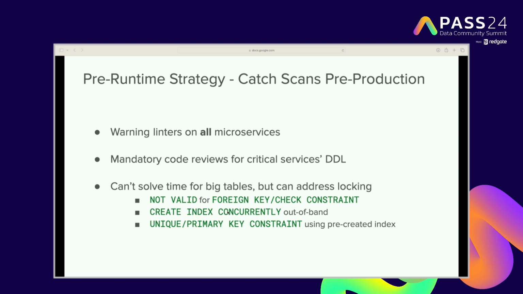Great questions. And similar to this, if you want to add a unique or primary key constraint, you do that by adding an index with concurrently out of band, and then your DDL for the primary or unique constraint becomes really short. You just do add constraint using an index.